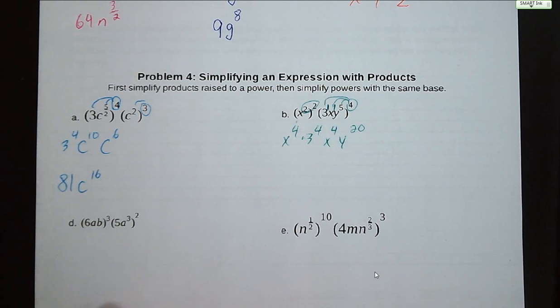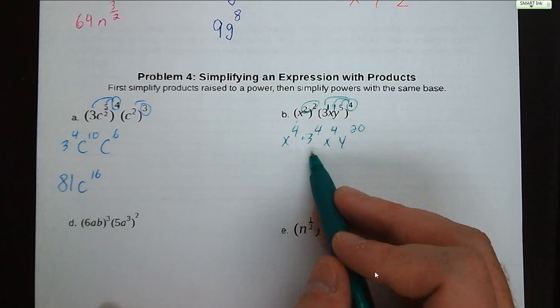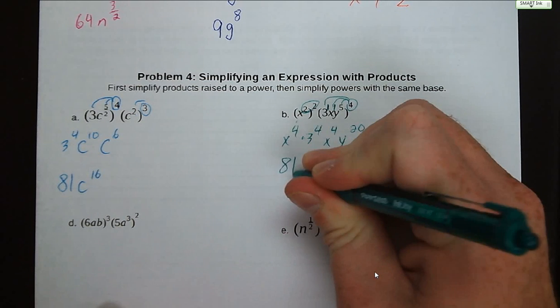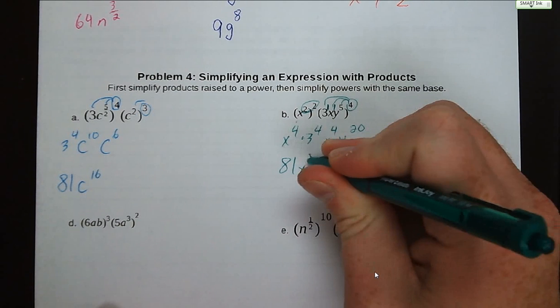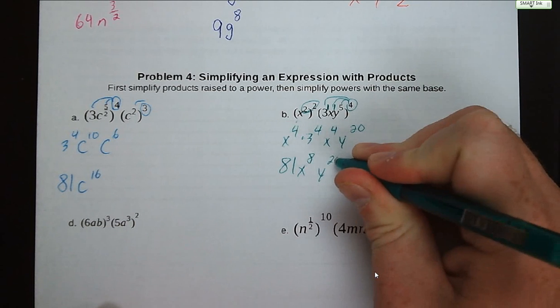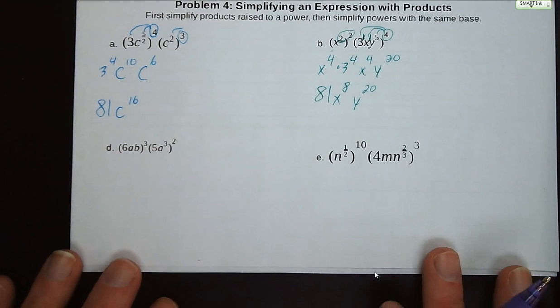So now we need to simplify. We put our coefficient out in front, so 3 to the 4th power is 81 again. And now we have x to the 4th times x to the 4th, which is going to be x to the 8th power, and then y to the 20th power. Okay. You guys try letters D and E on your own, and we will go over them.